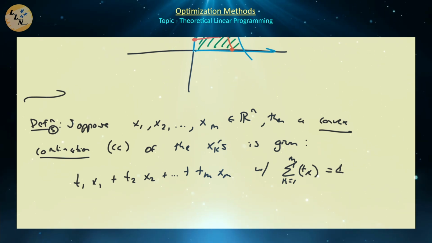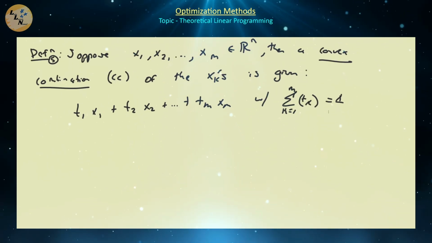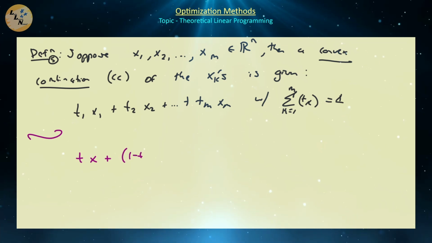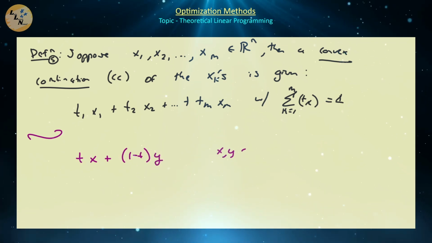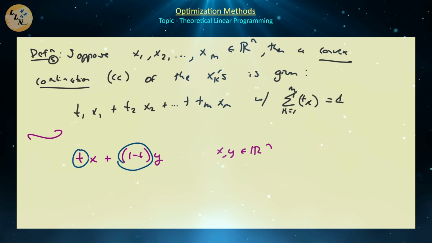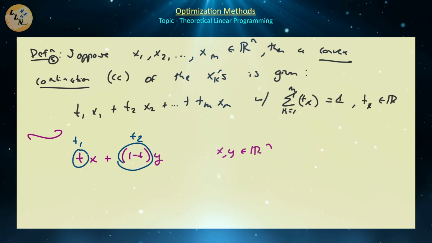Notice that the definition of a convex set, between 2 points x and y, actually satisfies this definition. Because remember, we had tx plus (1 minus t)y, where again x and y belong to Rn. This is a convex combination of x and y, because the sum of these coefficients, call that t1 and that t2, is equal to 1. So I guess we should put that there: these tk's must also belong to the set of real numbers. All right, so that's what we call a convex combination.